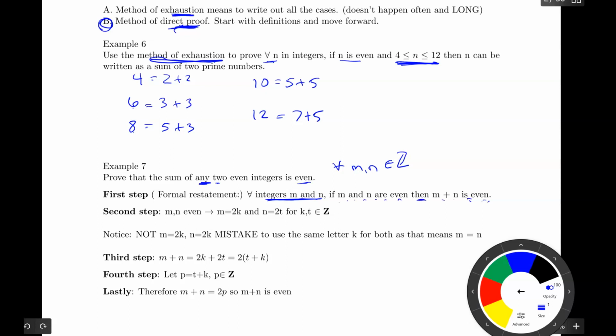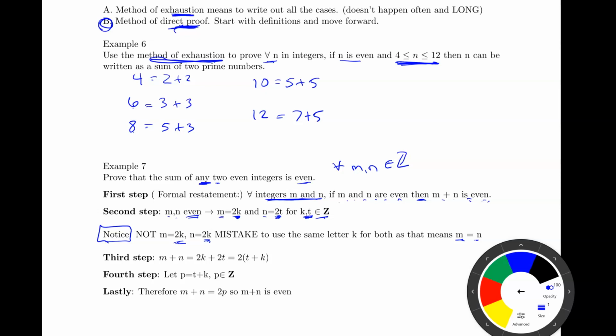Then our next step is to use the definition of even for my m and my n. So m is going to be 2k and n is going to be 2t. Big deal: you cannot use the letter k for both m and n, because that would mean they're the same. So I let k here and t here, and I noted on the side that k and t have to be elements of the integers. Lots of details here.